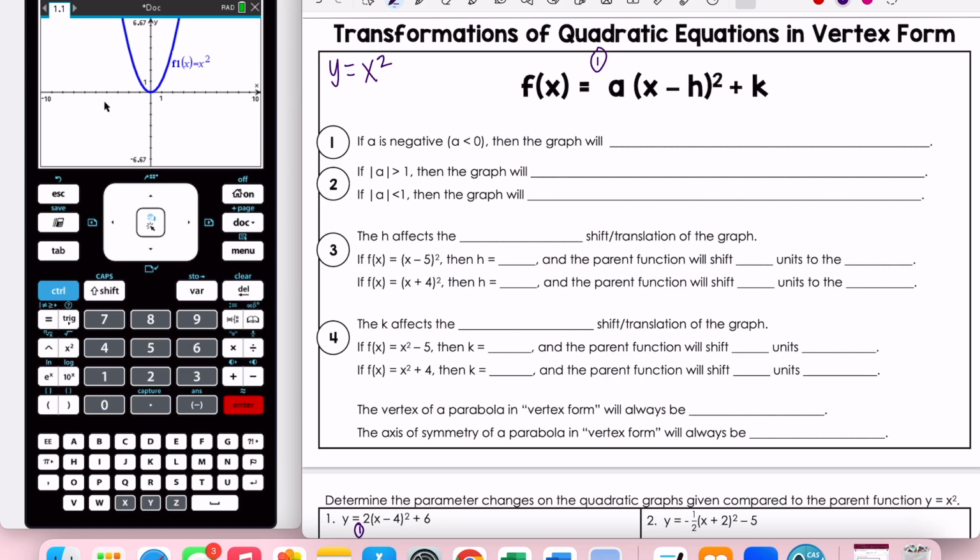So if a is negative, which means a is less than 0, then the graph will reflect across the x-axis. So basically, guys, what that means is your graph opens down. And if the value of a is positive, guys, there is no reflection, and that means that your graph opens up.